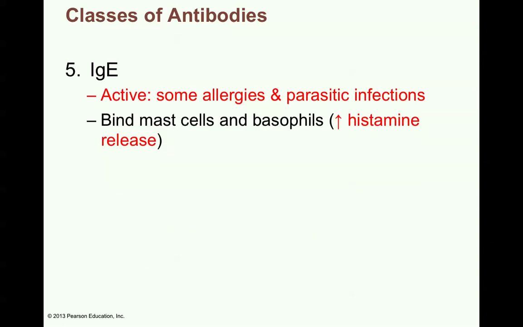Then there's IgE. IgE is released during allergies and parasitic infections. It actually binds mast cells. Mast cells produce this chemical called histamine that's involved with inflammation and allergic responses. And it also binds basophils. A basophil is a type of white blood cell that will greatly increase in the bloodstream during an allergic response.